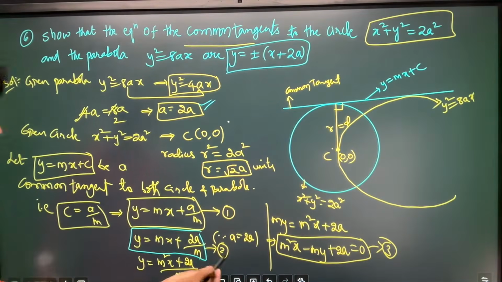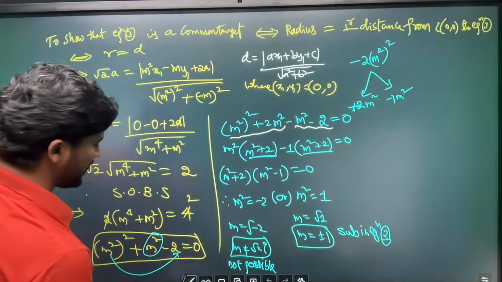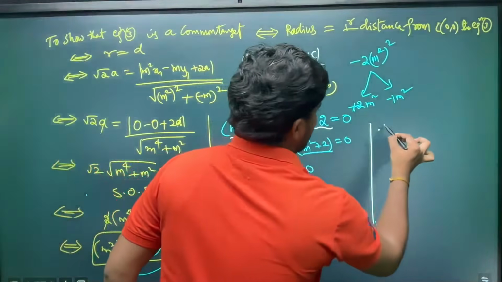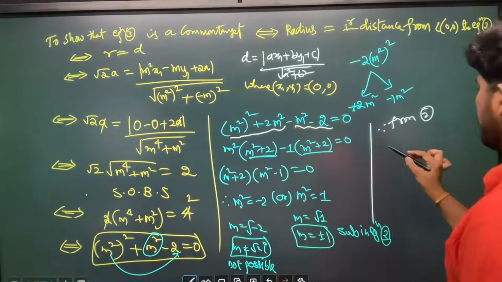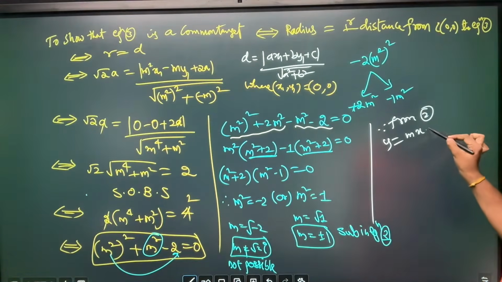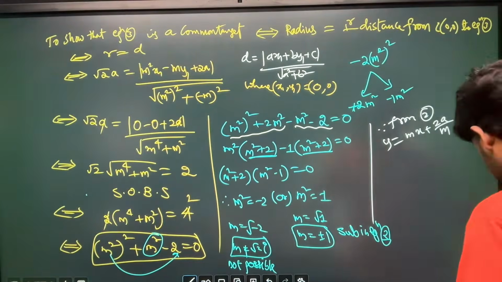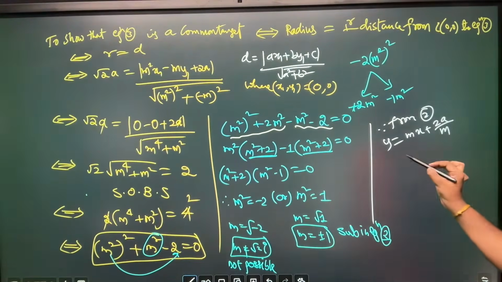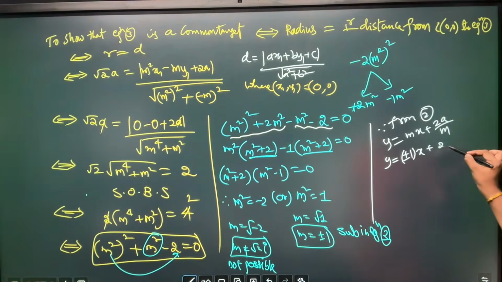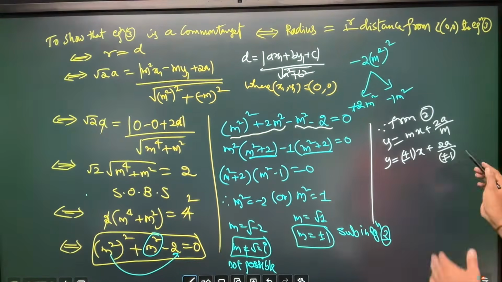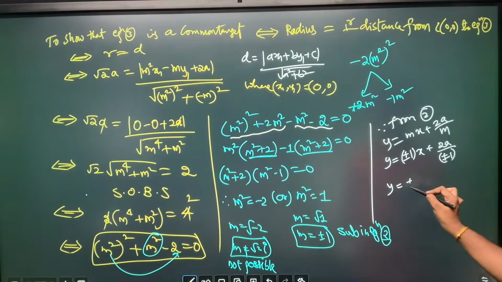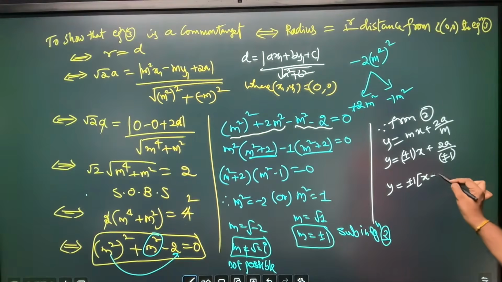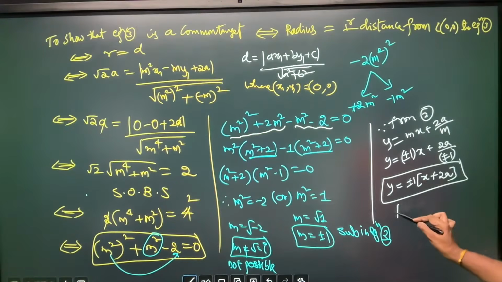Okay, so now substitute that m is equal to plus or minus 1 wherever you have m. So from equation number 2, y is equal to mx plus 2a by m. Substitute plus or minus 1 into x plus 2a by plus or minus 1. Now take plus or minus 1 common from the RHS. If you take plus or minus 1 common, what do you get? x plus 2a. This is the required common tangent equation.